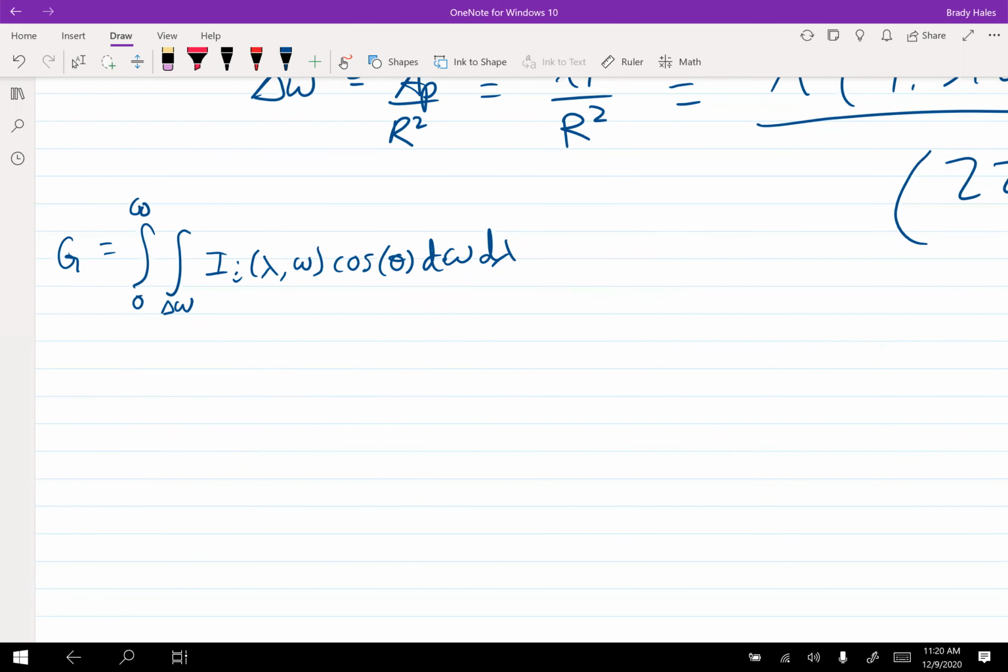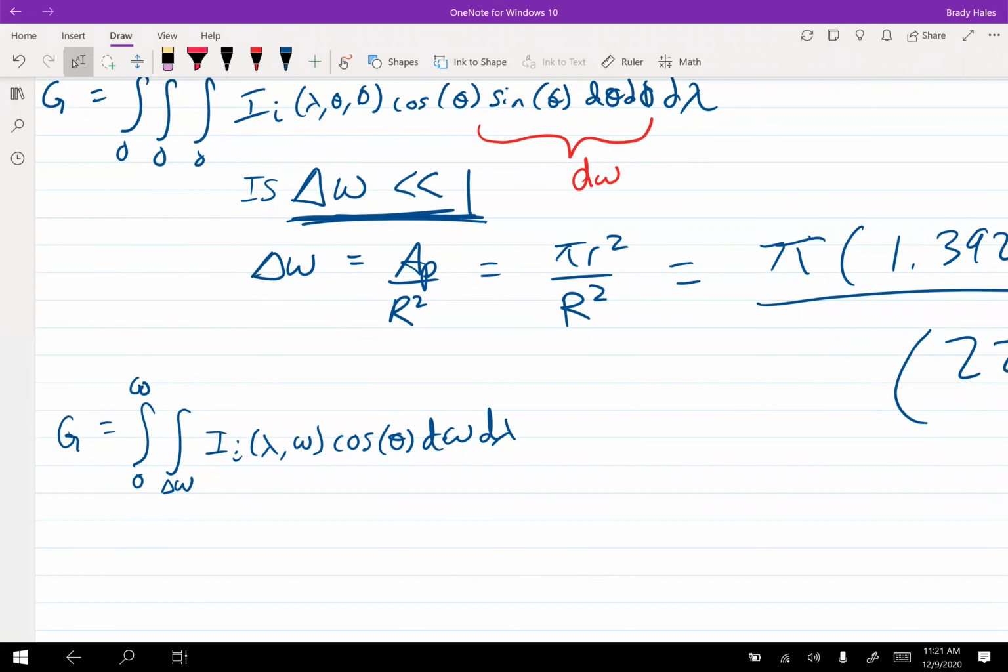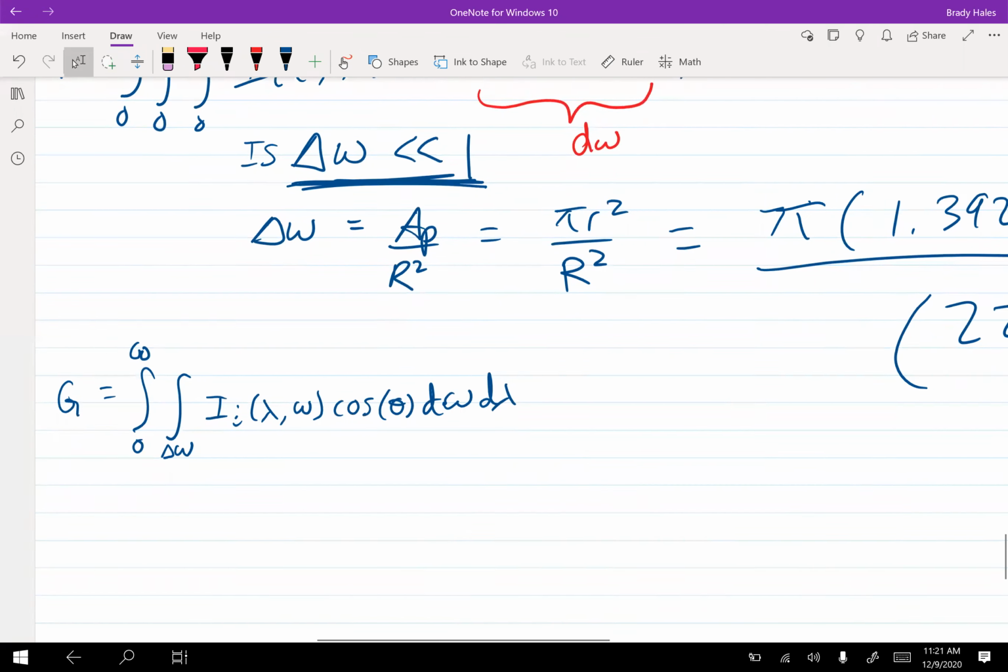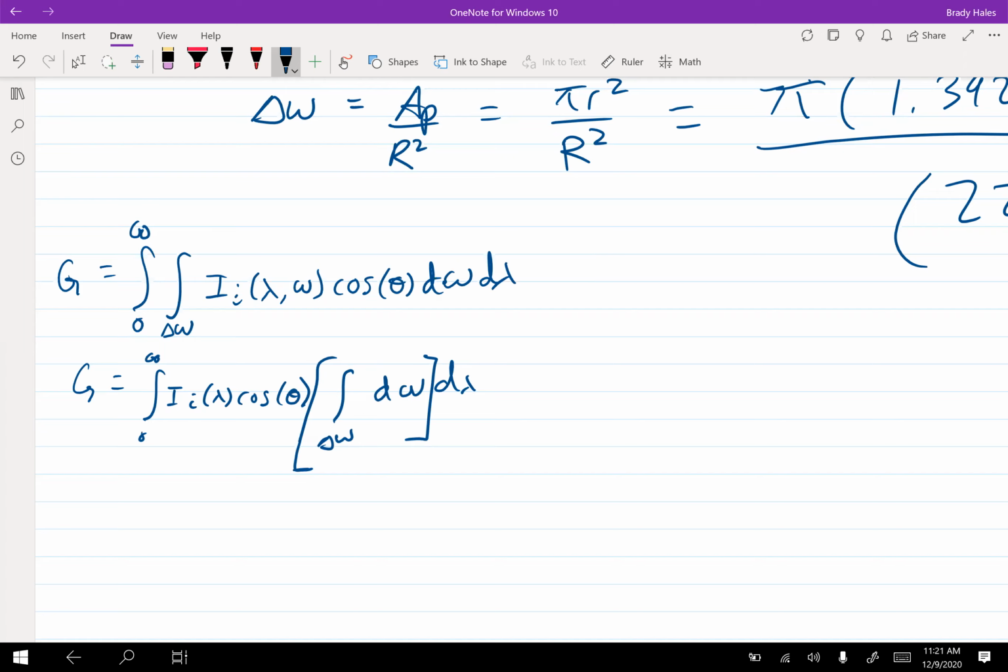Okay, so this is the chapter 12 way, right? If delta omega is much less than 1, we can simplify this integral. And we can say G is equal to this, pull these out, and that's no longer a function of omega, delta omega d lambda. Okay, now we need to solve this bracketed integral.